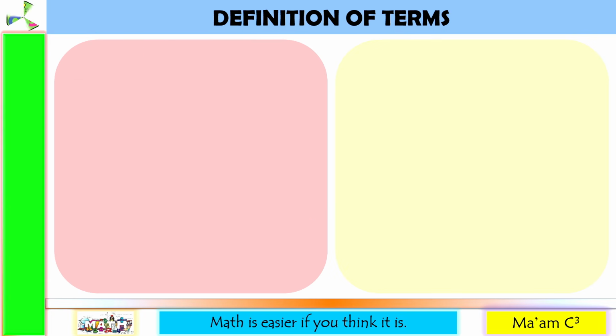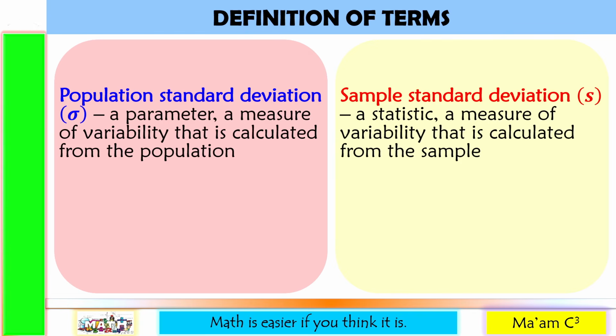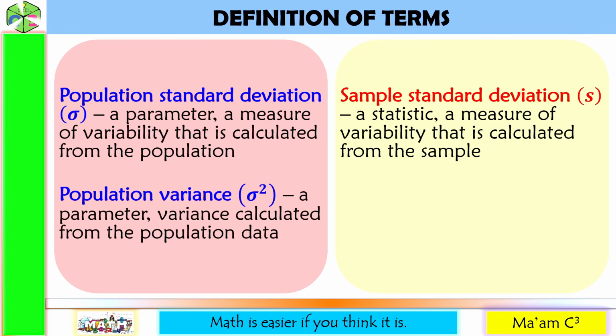Let's continue. We have the population standard deviation, denoted by sigma. It is a parameter, a measure of variability that is calculated from the population. Sample standard deviation, denoted by small letter s, is a statistic. It is a measure of variability that is calculated from the sample. Population variance, denoted by sigma squared, a parameter, a variance that is calculated from the population data. If you have the variance, take the square root of it, you now have the standard deviation.